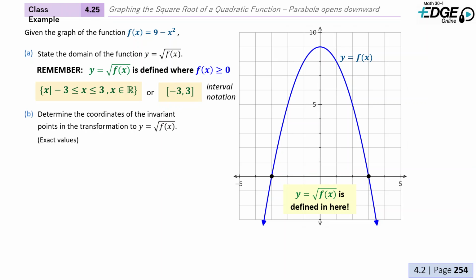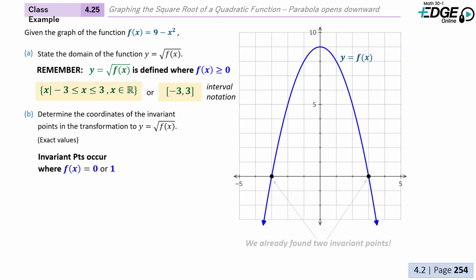Determine the coordinates of the invariant points in the transformation to y is equal to the square root of f of x, and we'll use exact values if possible. So invariant points occur where f of x is equal to 0 or 1. Well, we've already found the zeros. When y is 0, we know that the values are going to be -3 and 3.